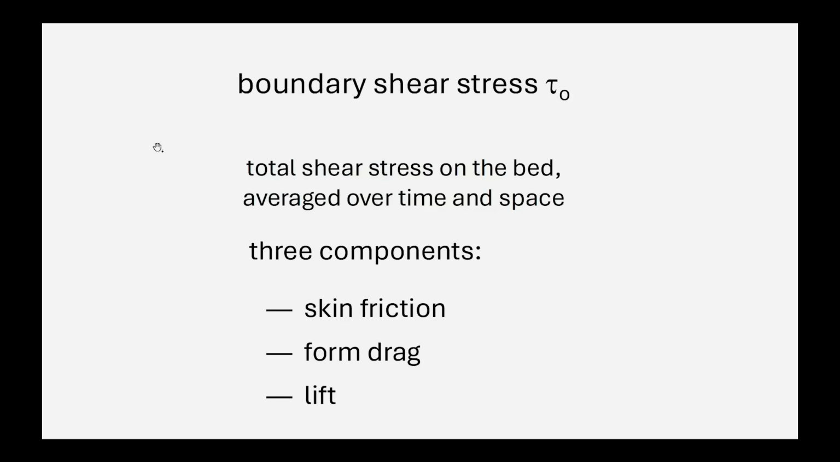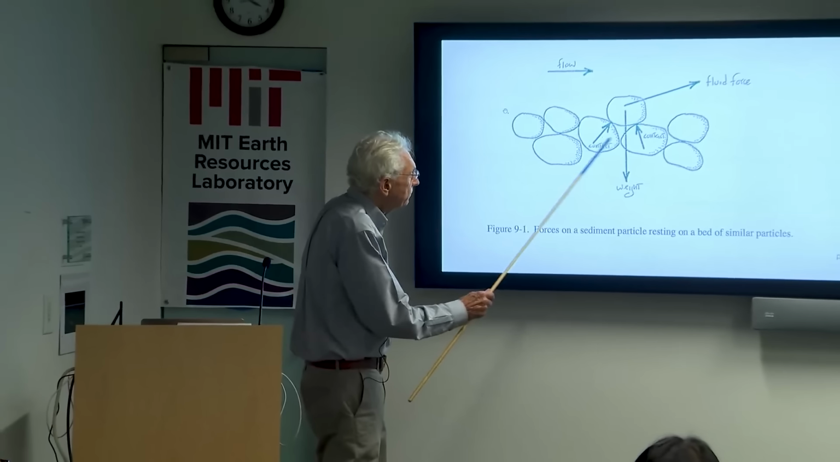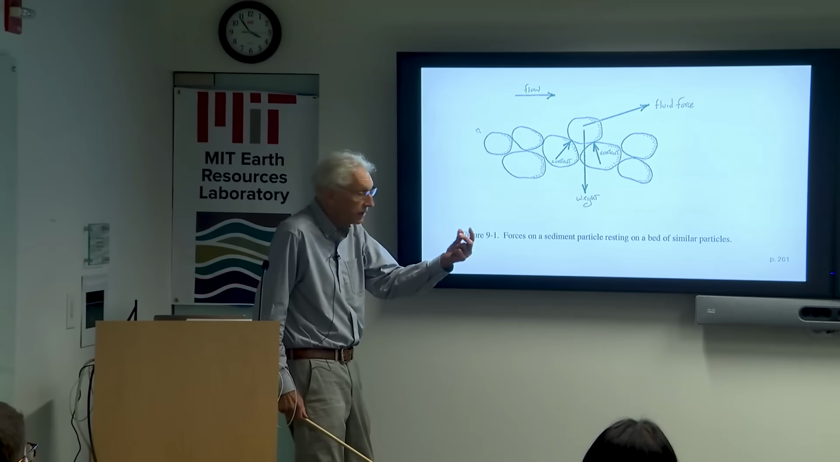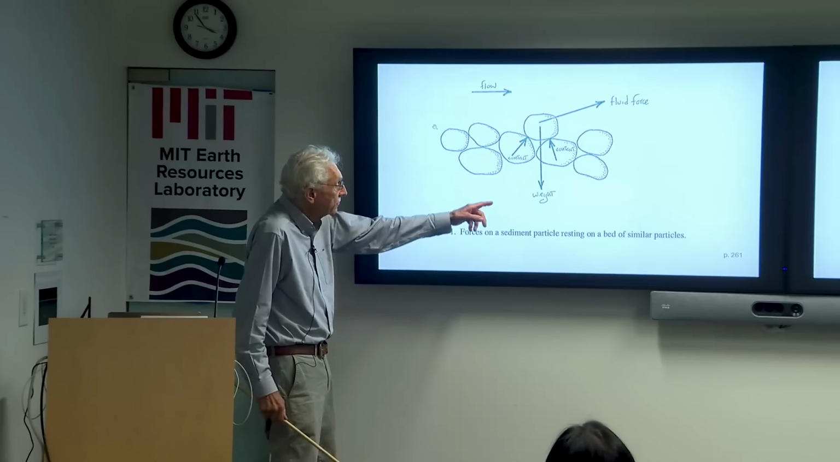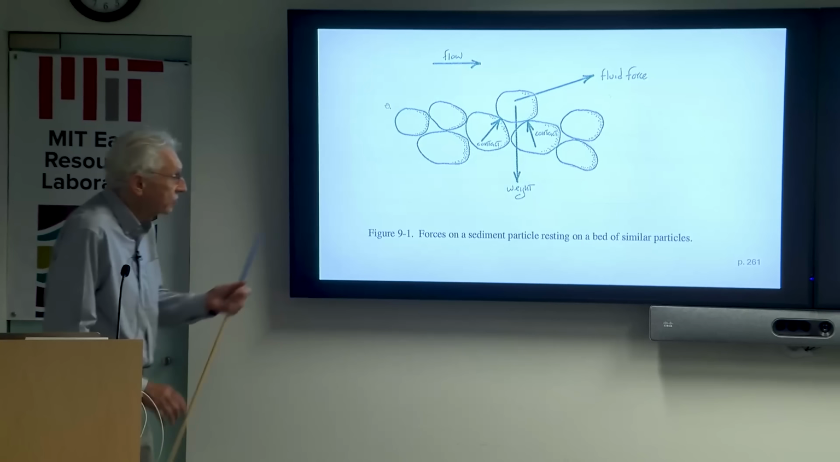So I told you about the boundary shear stress, averaged over time and space, skin friction, form drag, and lift. We did this in the previous part. But you can look at things a little more closely and look at a sediment bed. There's a flow over the sediment bed. And here are particles. They have contact points, probably usually 3 contact points. They're sitting there, and they have a weight, and there's a fluid force of the kind I just talked about. And so that's what we have to think about.